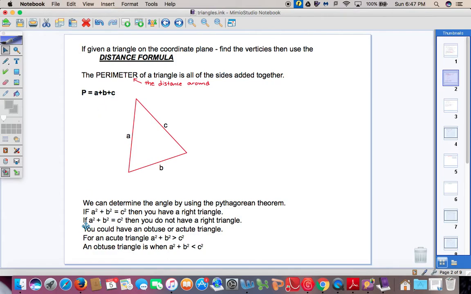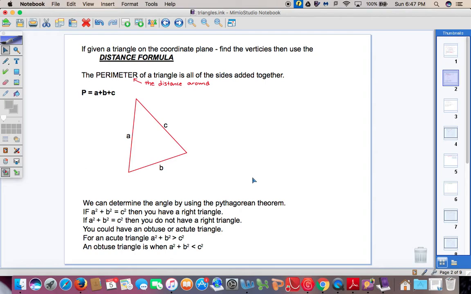Now we can determine the angles of a triangle by using the Pythagorean theorem. The Pythagorean theorem is a squared plus b squared equals c squared, and if it actually does equal c squared, then you would have a right triangle. You can also determine if it's a right triangle by the slopes, because if you found the slopes of each side of the triangle and you notice that the slopes of two sides were opposite reciprocals, then you would know right away that they are perpendicular to each other, which means that you have a right triangle.